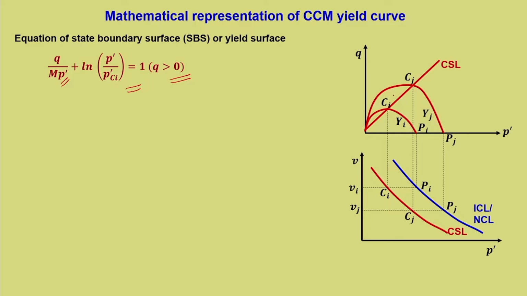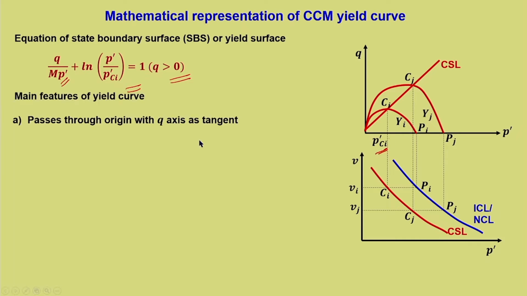What is p dash ci? p dash ci is the effective pressure corresponding to this particular point Ci. So, it will be somewhere here. So, that is also known. So, whatever is needed is known from this particular equation equal to 1, for the condition q greater than 0. So, this is p dash ci, this one. Now, the main features of the yield curve: it should pass through the origin, where the q axis is the tangent at that particular point. So, that is clearly visible here.